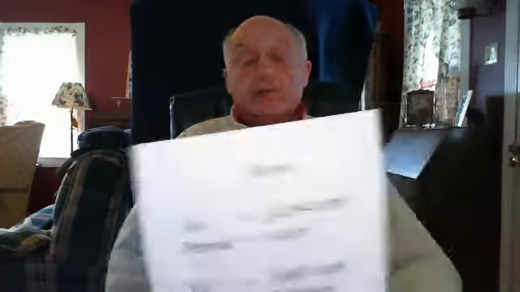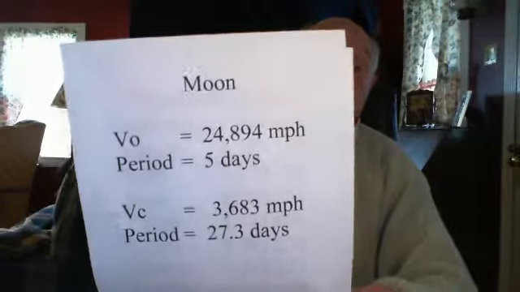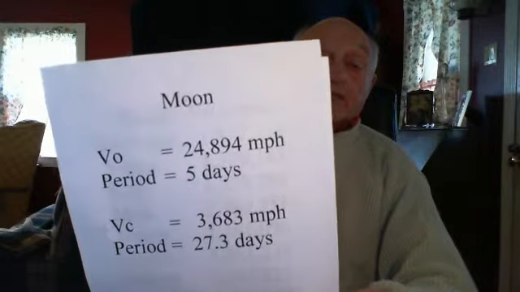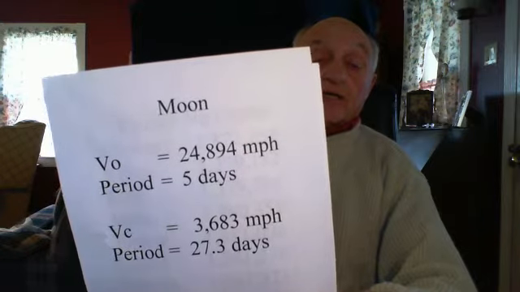Remember, in earlier videos we said that the moon was ejected from the Earth, and here are some numbers I want to show you for the moon and then for the planets, assuming they were ejected from the Sun. The moon, let's see if we can get that on the screen. The moon's initial velocity when it left the Earth, I calculate to be 24,894 miles per hour.